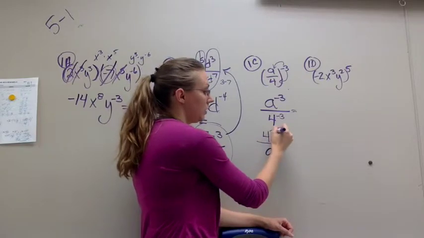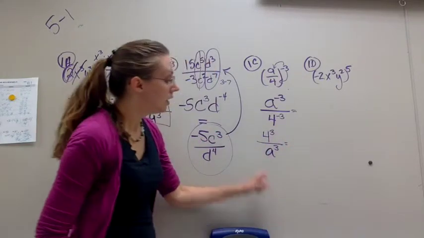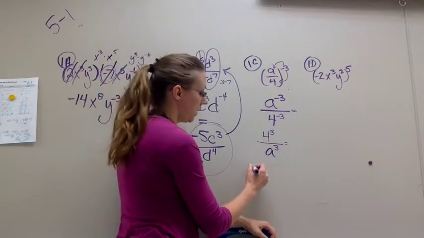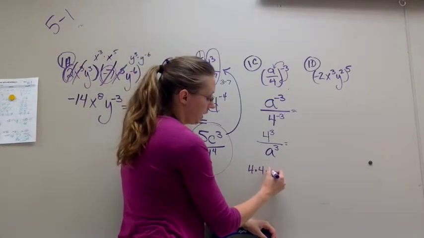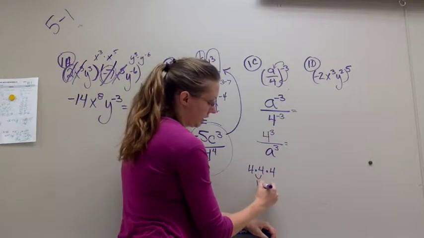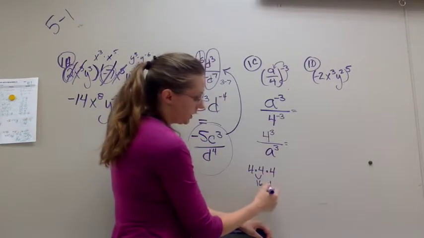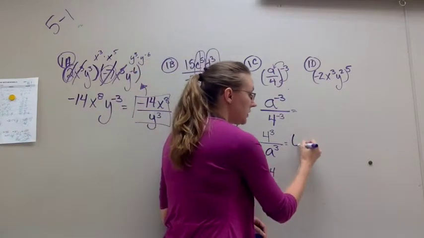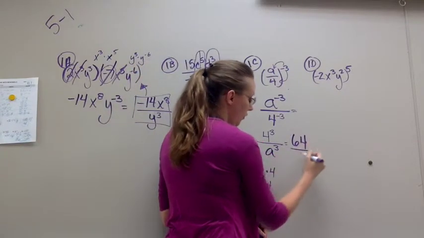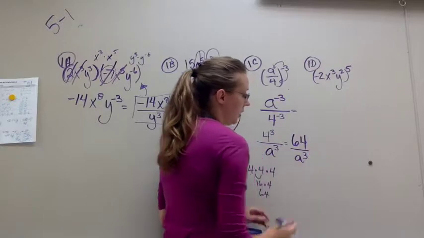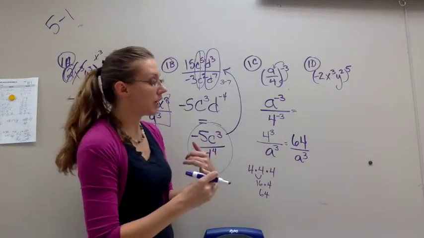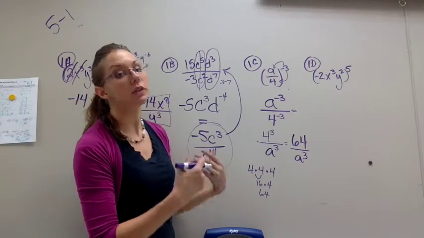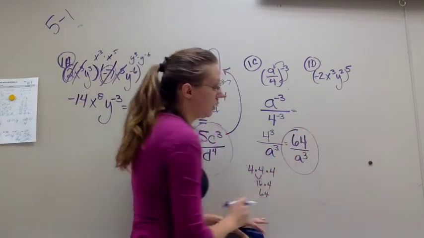So I'm going to have 4 to the 3rd power. Whether you want to or not, you can solve 4 to the 3rd power. It is 4 times 4 times 4, or 16 times 4. 16 times 4 is 64, okay? So this simplifies to 64 over a to the 3rd. At this point, I have no numbers I can multiply or divide by. I have no repeat letters and no negative exponents, so I am at my solution right there.